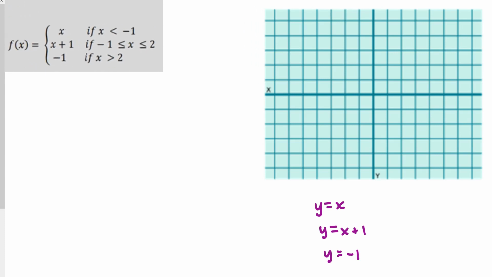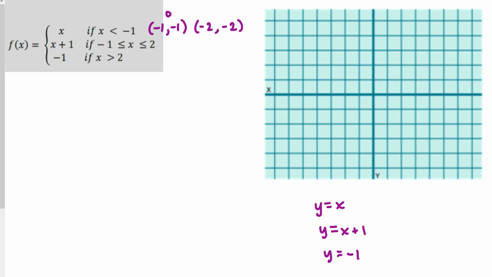So just like in problem number 1, I always use the endpoint that's given. So for the top piece, I'm going to use negative 1, plug it in, and we just get negative 1 because all we're plugging it into is x. And that's going to be an open circle since we just have a less than sign and not less than or equal to. Now we need a second point. So we can pick any number we want that's less than negative 1. So I'm going to choose negative 2, plug it in, and I get negative 2.